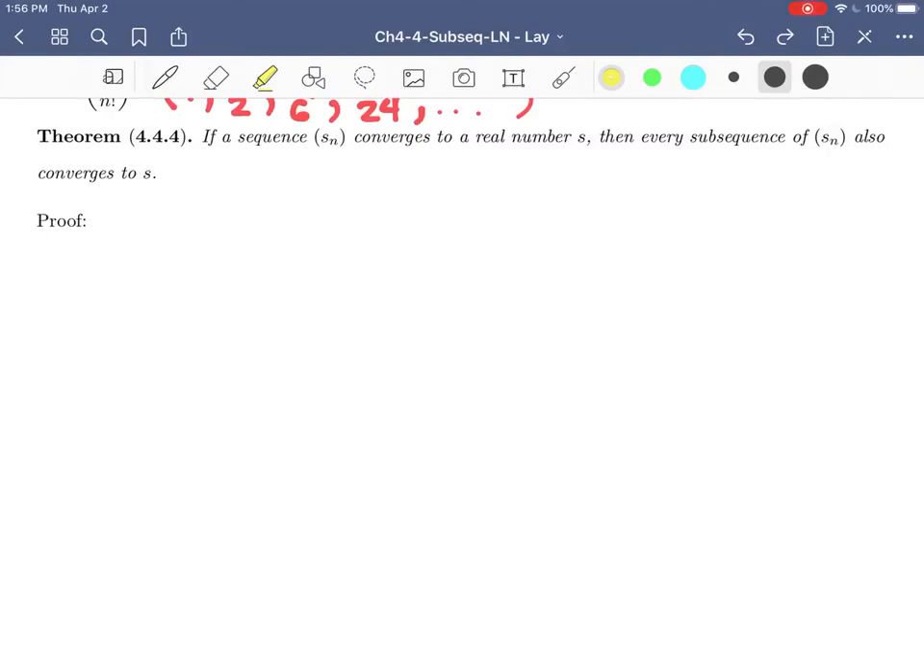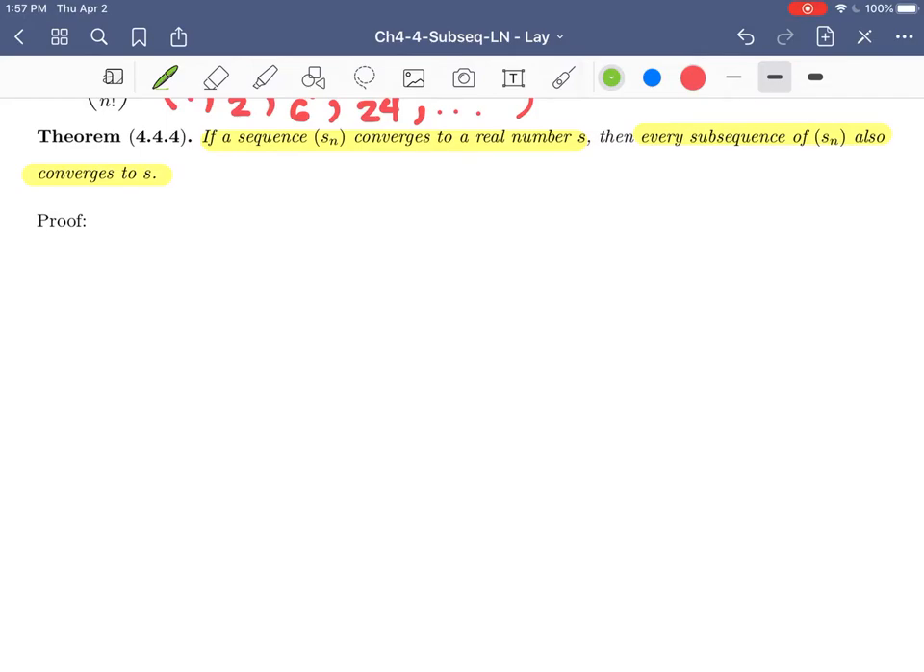So now we can take a look at what role subsequences have in convergence of other sequences, right? So it turns out if we have a sequence S sub n that converges to real number S, then every single subsequence of S sub n will also converge to S. Right? So whenever you have a sequence that converges to a real number, then no matter what subsequence you might choose, that subsequence has to converge to exactly the same number. Let's go through and try to prove this.